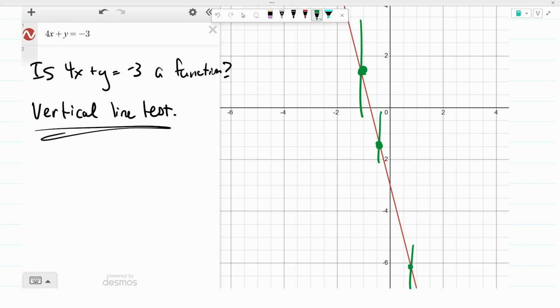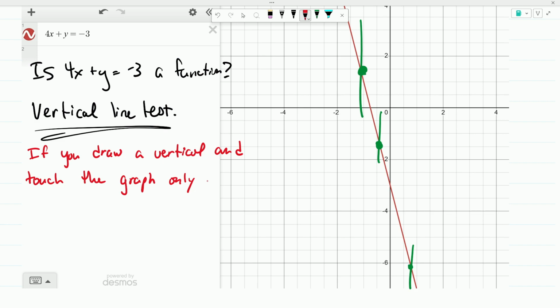So the vertical line test tells us that if you hit it once, you have a function. And there is a very mathy definition for us, all right? And I'm just going to go ahead and condense it for us here, all right? So if you draw a vertical line and touch the graph only once, you have a function.